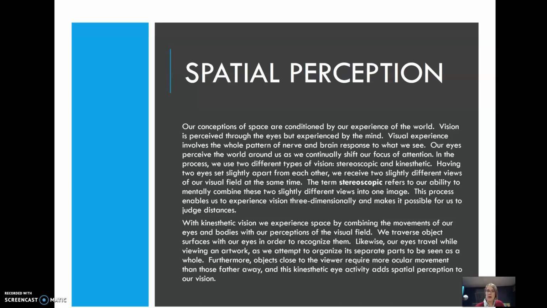Furthermore, objects close to the viewer require more ocular movement than those further away. If an object is right in front of you, say this cup, okay, I can see things in much more clearer detail than if I'm looking at something, let's say, 150 yards away. Now, this kinesthetic eye activity adds spatial perception to our vision.